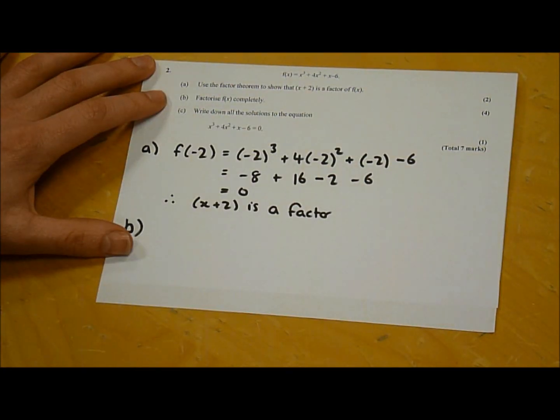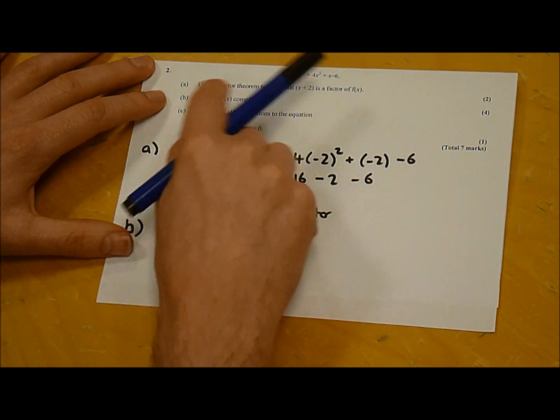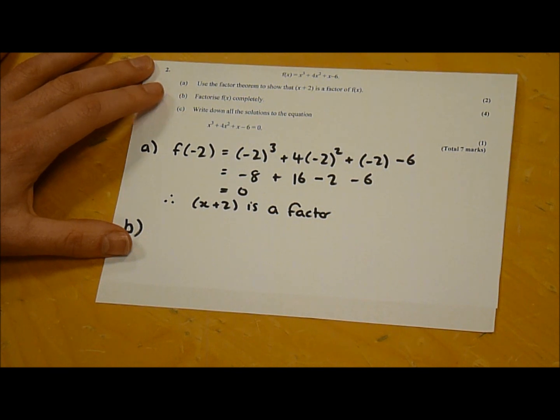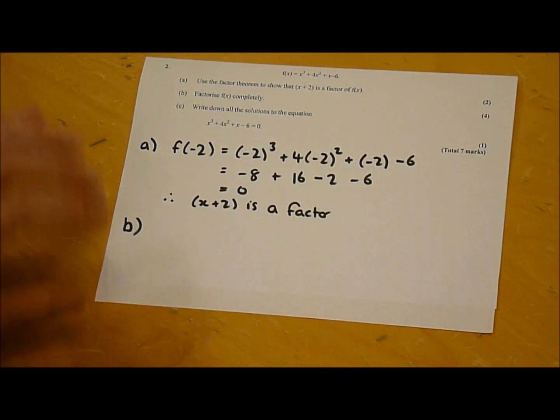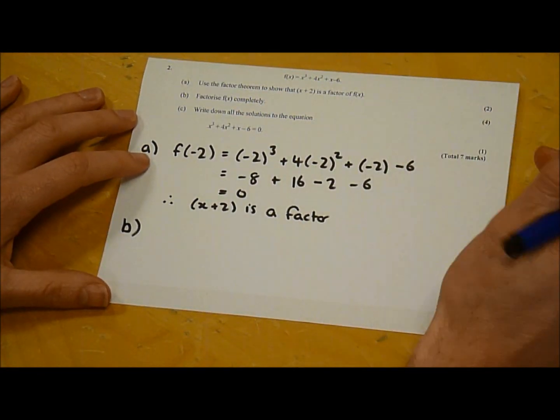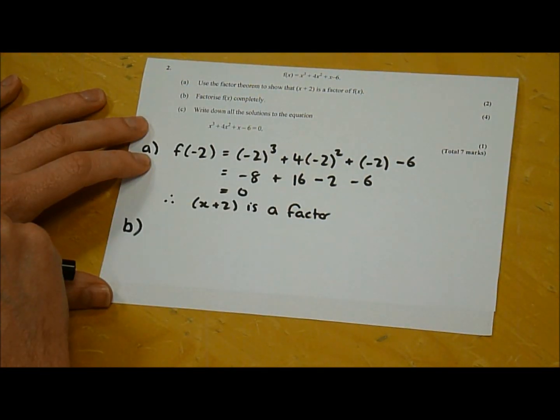Right, so we're told that f of x is equal to x cubed plus 4x squared plus x minus 6. And we're asked to use the factor theorem to show that x plus 2 is a factor of f of x. Now what some people do is they go, right, I've got to show this is a factor, let's start dividing. But that wouldn't be using the factor theorem.